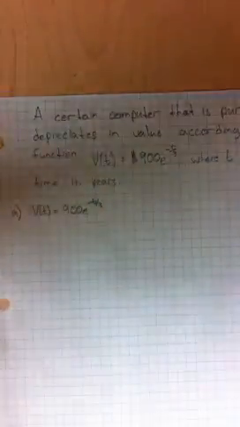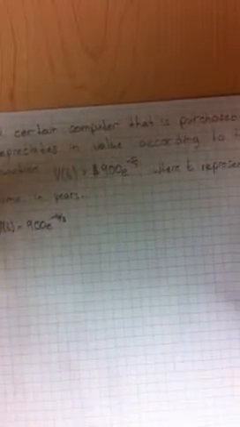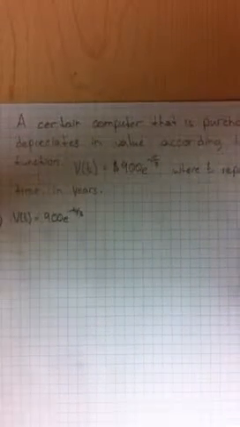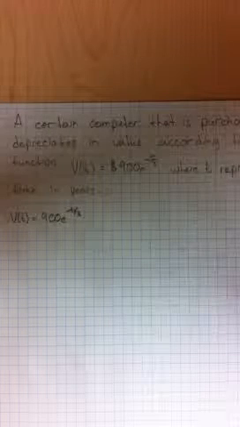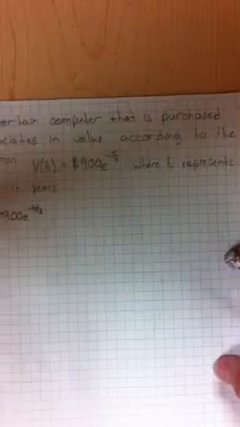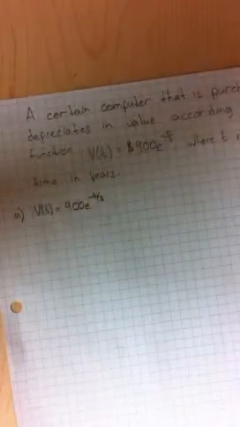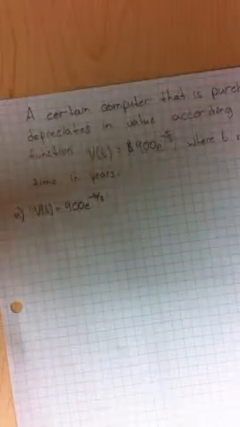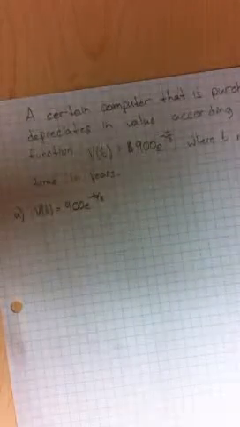Question 14. A certain computer that is purchased depreciates in value according to the function v of t equals 900e to the exponent negative t over 3, where t represents the time in years. Part A of this question asks us what is the purchase price of the computer.